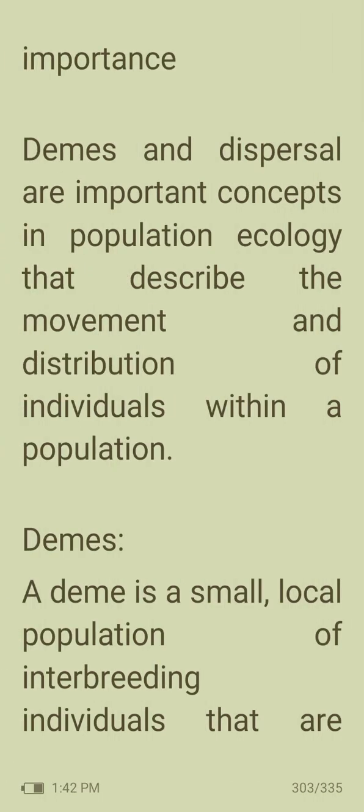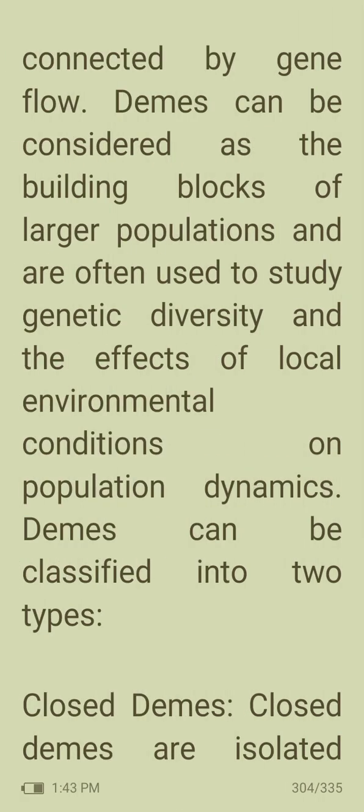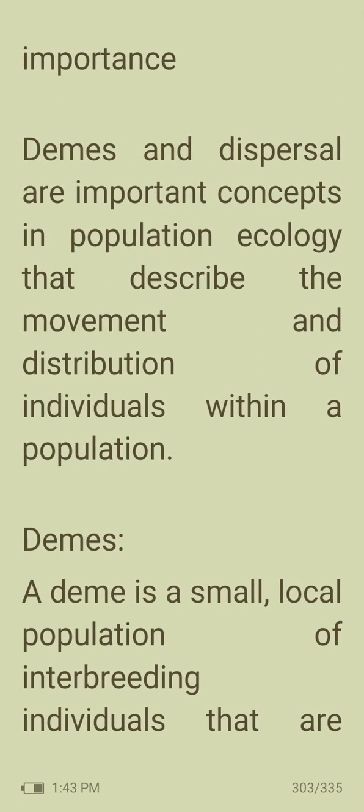Demes and dispersal are important concepts in population ecology that describe the movement and distribution of individuals within a population. A deme is a small local population of interbreeding individuals that are connected by gene flow. They interbreed.